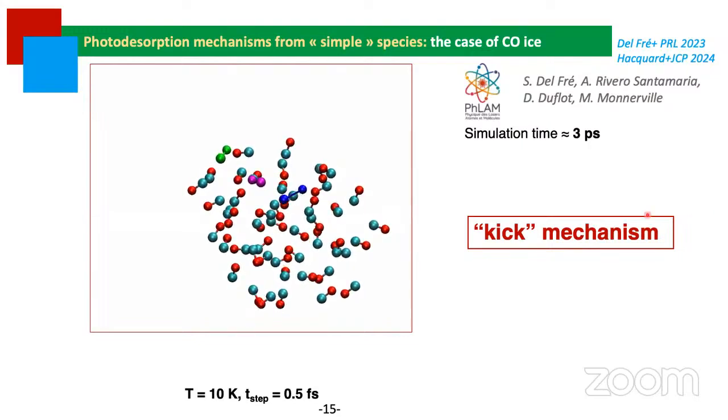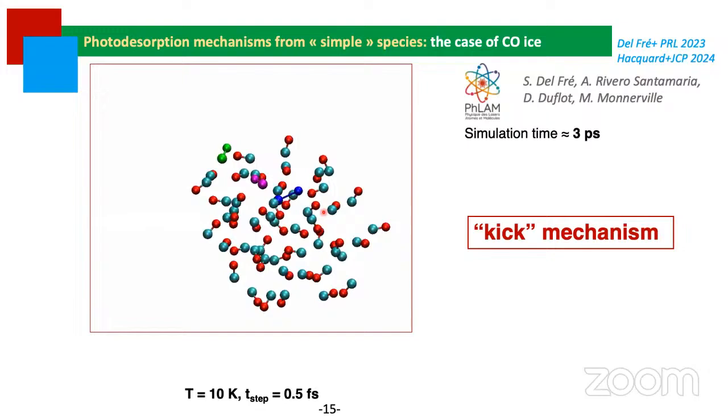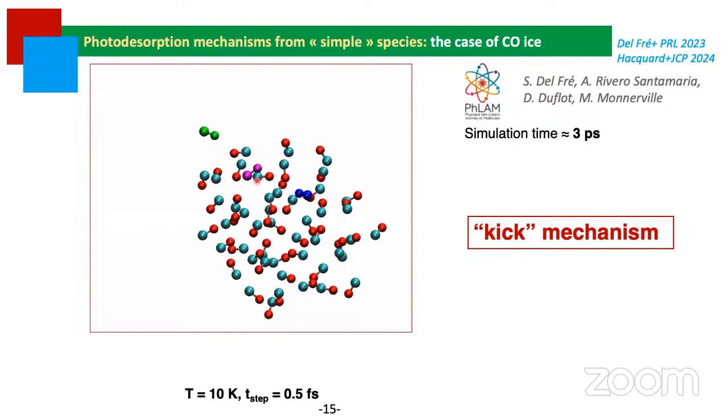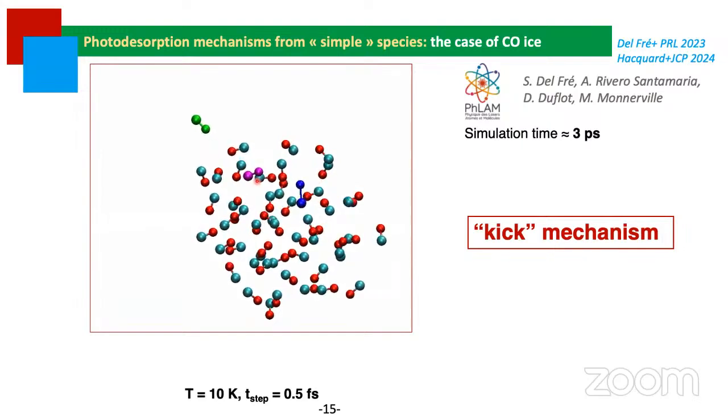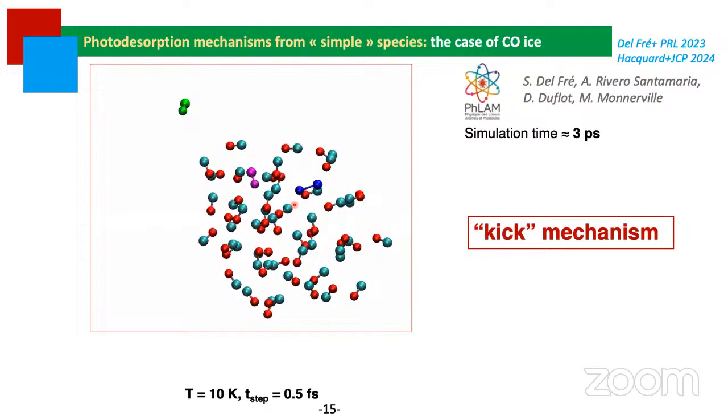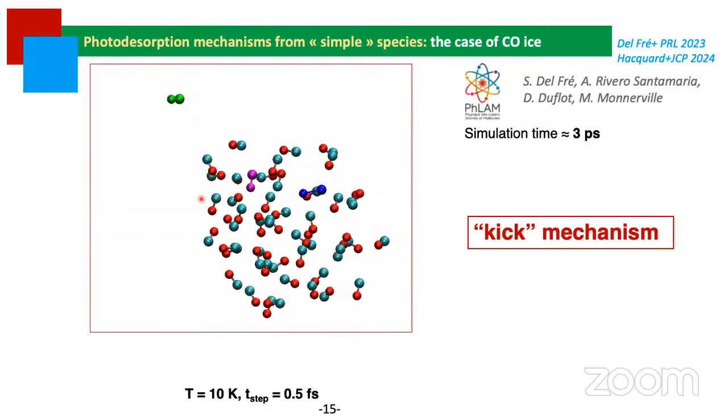So as you can see here, the excited molecule is the blue one. It's in the bulk, in very high vibrational levels. And because of the high vibrational levels, it will begin to attract surrounding CO molecules, which fall on the excited molecule, and then you've got an impulsion transfer to the surface where the molecule is ejected.